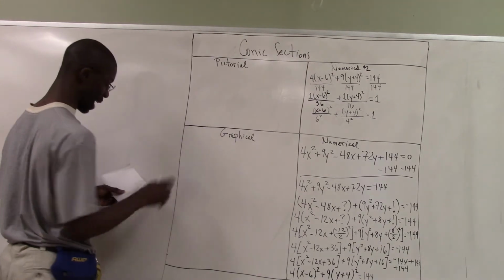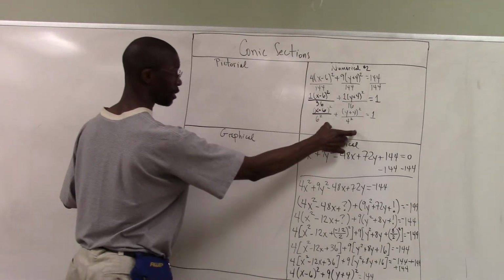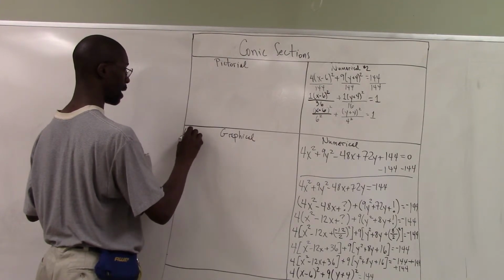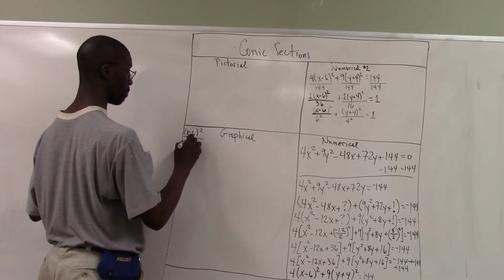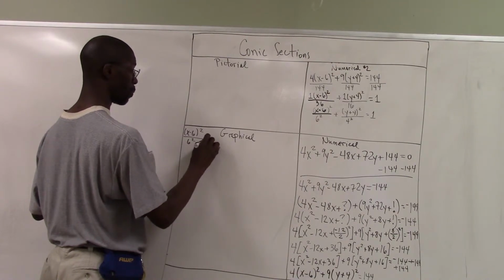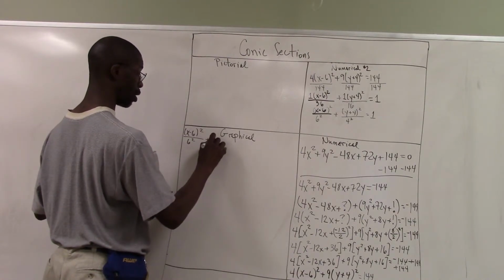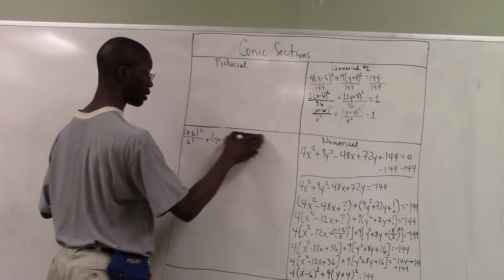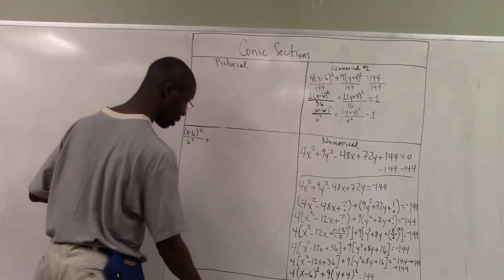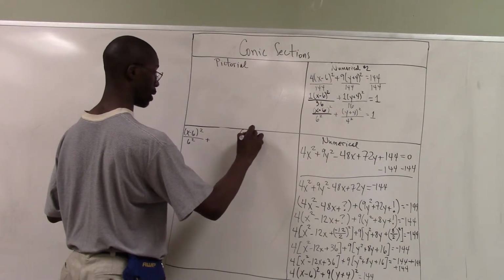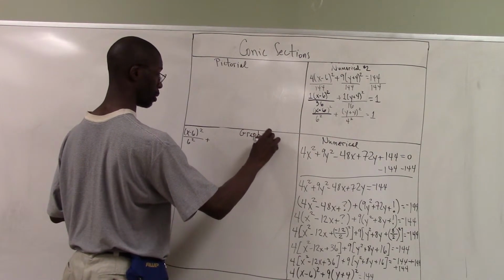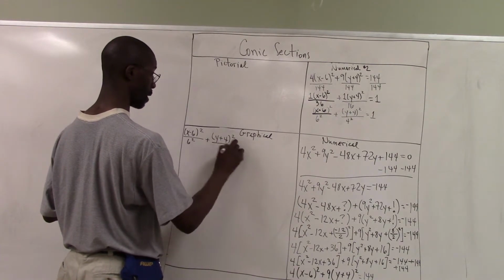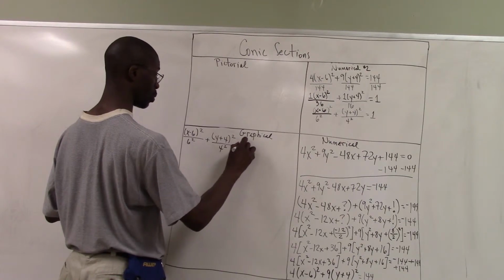Now, graphically, I have this equation. I'm going to write this equation here so that we have it. We have x minus 6 all squared divided by 6 squared plus y plus 4 all squared divided by 4 squared equals 1. This is the graphical space.